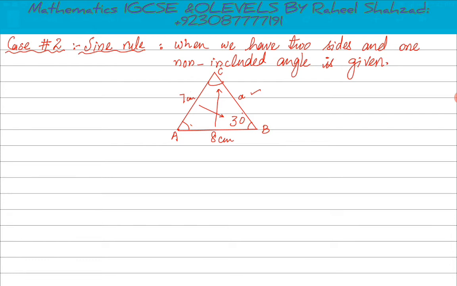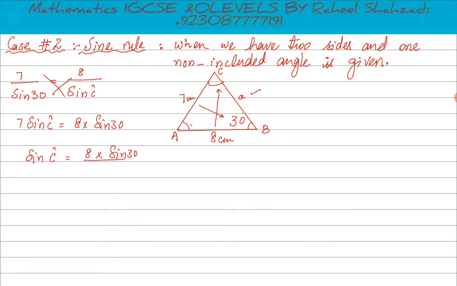In this scenario, you're going to find the third angle. Second angle first. So it's going to be 7 upon sine of 30 is equal to 8 divided by sine of angle C. Now we do cross multiplication, that makes it 7 sine C is equal to 8 into sine of 30. So sine of C will be equal to 8 into sine 30 divided by 7.